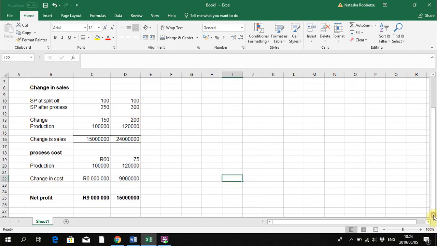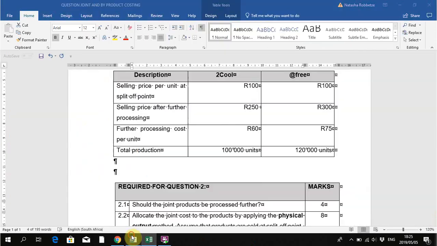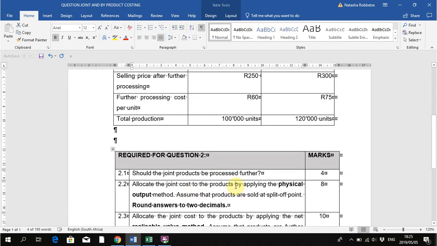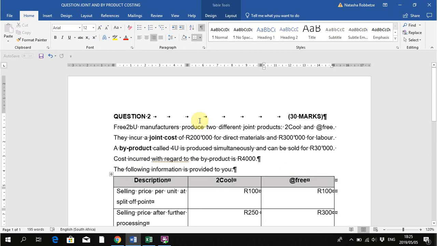Right, so that was 2.1. In 2.2, they say allocate the joint cost to the products by applying the physical output method. So the physical output method refers to the units. If we use physical output, we are going to use the 100,000 and the 120,000 as a weighing method to allocate the joint cost.